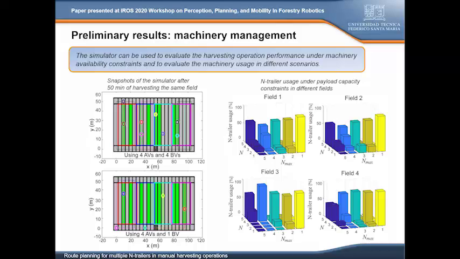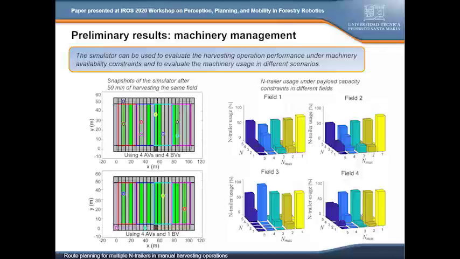Then, in order to evaluate the machinery management when using the proposed harvesting strategies, a statistical analysis was carried out using a fleet of 5 end trailers but varying the tractor payload capacity. For these experiments, the maximum number of trailers admitted by the tractors, denoted by Nmax, was varied from 1 to 5. A statistical analysis was done in 4 different fields. Each one was executed 100 times, considering a random variation of 10% in the expected yield per track.